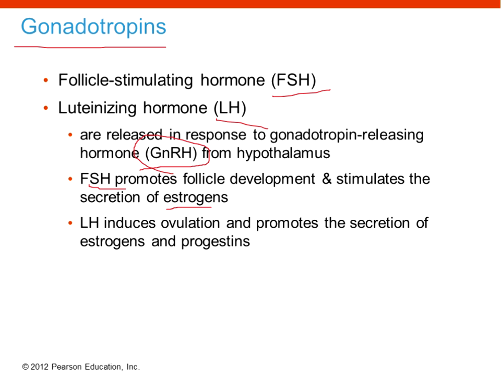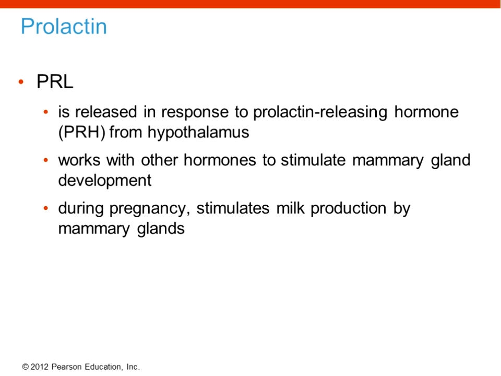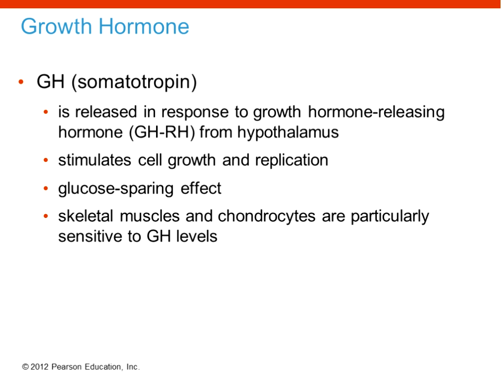FSH promotes follicle development and stimulates the release of estrogen. LH induces ovulation, also promotes estrogen and progestins to be released. So gonadotropins are working in the same fashion. Okay? Prolactin is released in response to PRH from the hypothalamus. This stimulates mammary gland development and milk production.